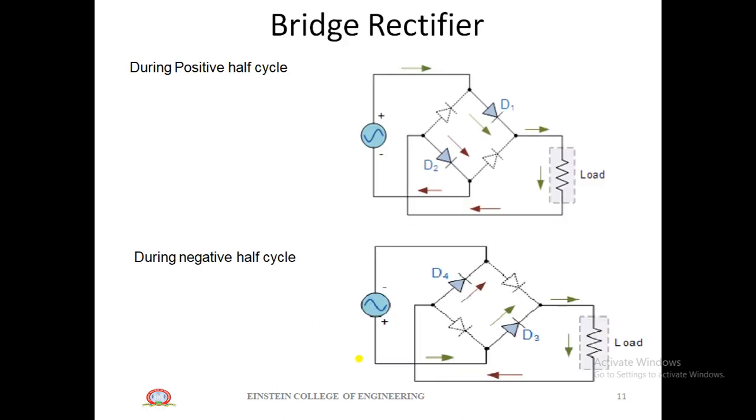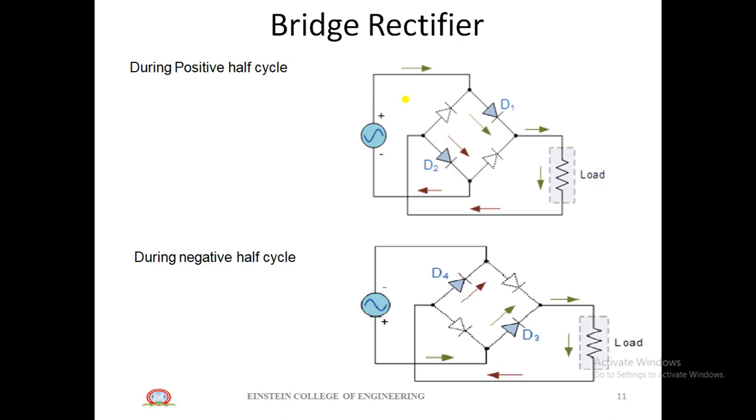Next is the bridge rectifier. Okay, the bridge rectifier has 4 diodes. This is the diagram for the bridge rectifier. Now we can see the operation of this bridge rectifier.